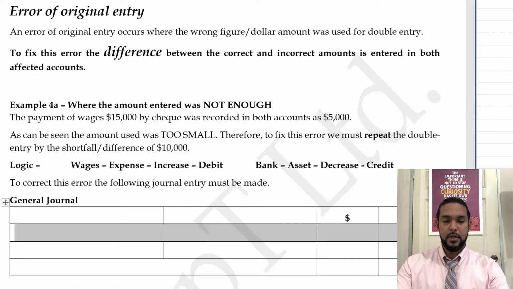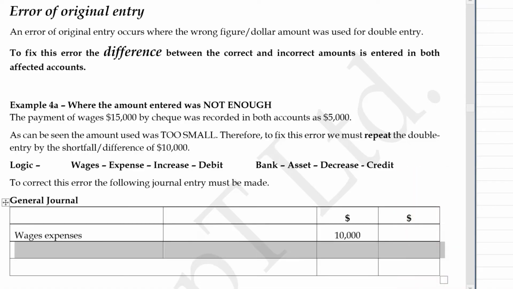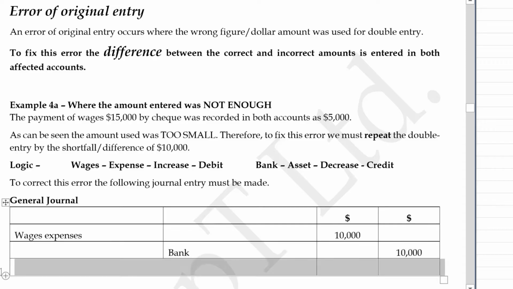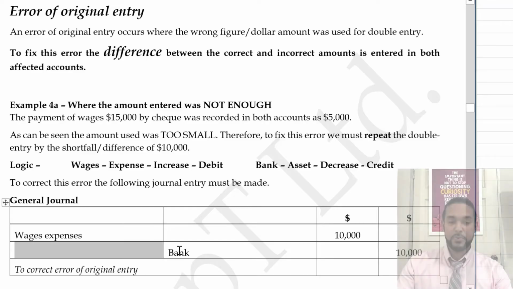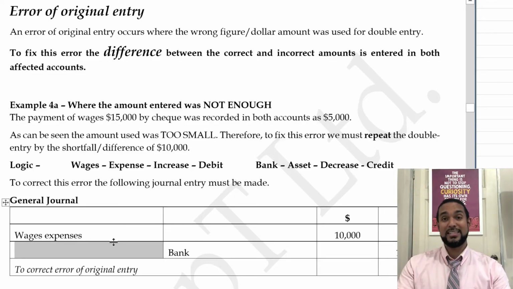All right. So we're going to see the debit to wages expense, a credit to bank, and we're going to see "to correct an error of original entry." So once again, just a reminder, in case you didn't see the first video, when you are entering information in your general journal, the debit entry or entries go first. They go before the credit entry or entries. Also, the credit entry or entries is or are indented relative to the debit entry or entries. So that's why you're seeing this big space here. That's why bank wasn't put directly under wages. It has to be indented.